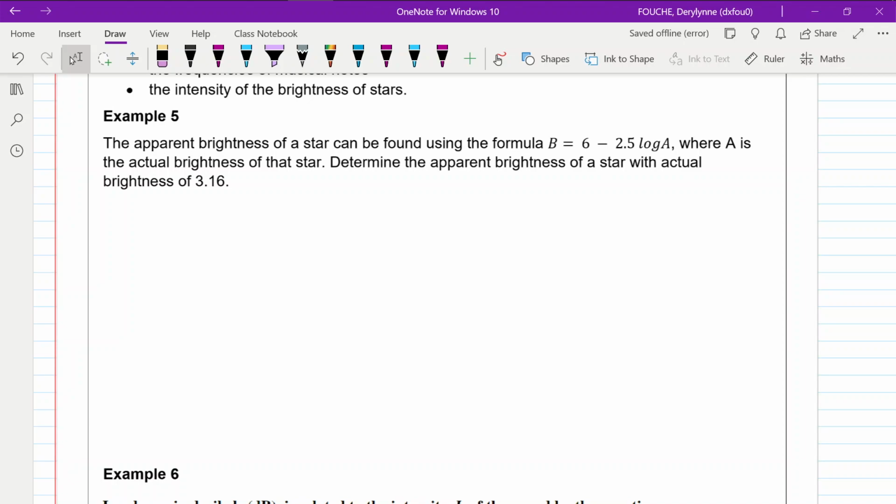The apparent brightness of a star can be found using the formula B equals 6 minus 2.5 log of A, where A is the actual brightness of that star. So to determine the apparent brightness of a star with actual brightness of 3.16, we've got that B is going to be 6 minus 2.5 log of 3.16. Now that will be put into your calculator. You want to start with the formula 6 minus 2.5 log A, and in this case B is 4.75. So the star's apparent brightness is 4.75.